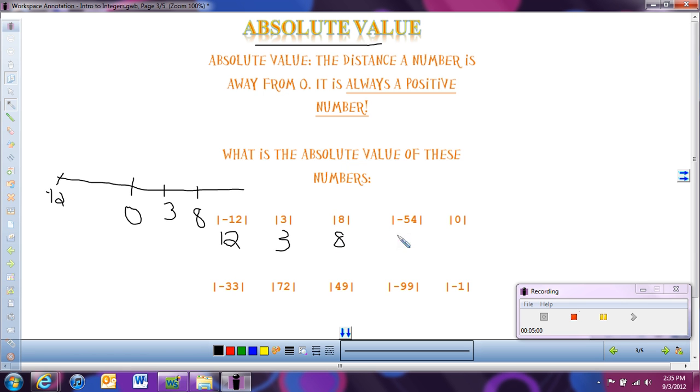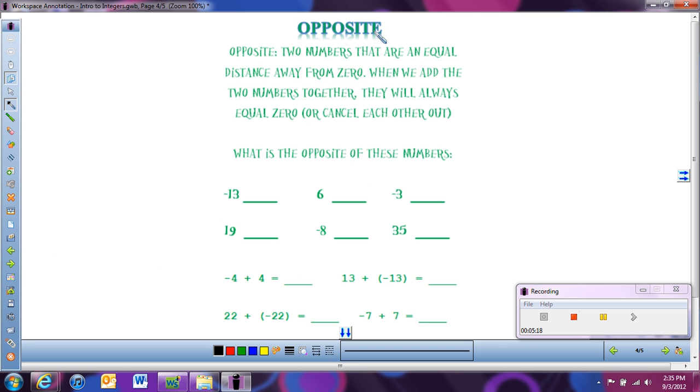And we can keep going with these ones. It's the same thing. How far is negative 54 away from 0? That would be 54. How far is 0 away from 0? Well, 0. It's already at 0. So we could continue on with those other ones, but I think you get the idea. So we're just going to look at a couple more ideas.